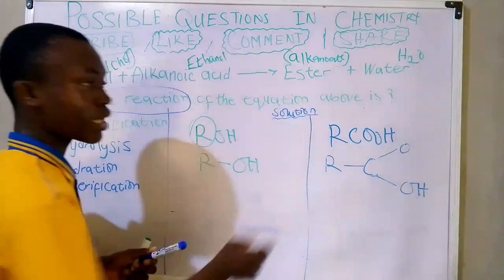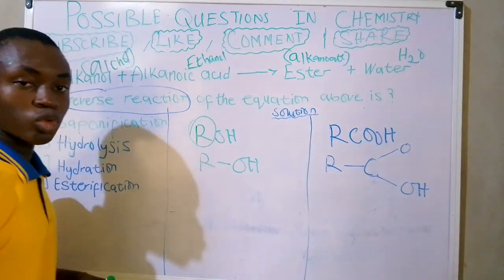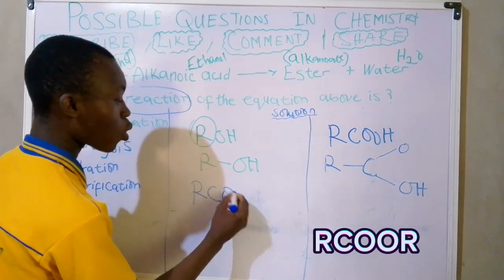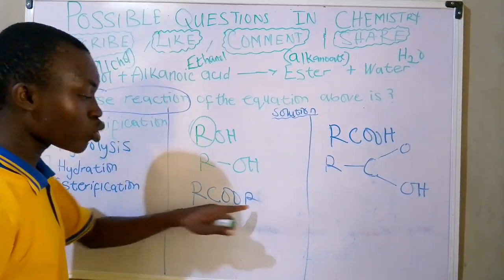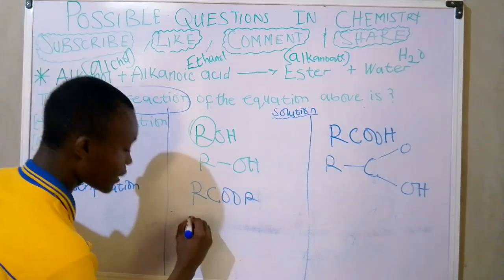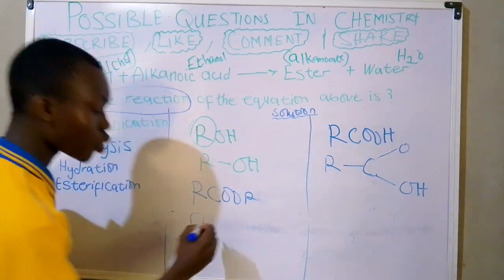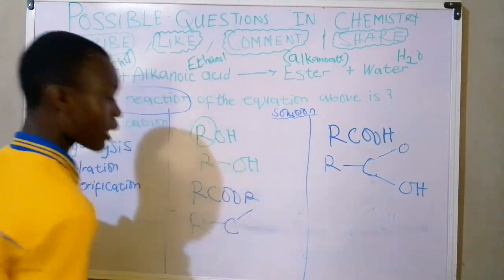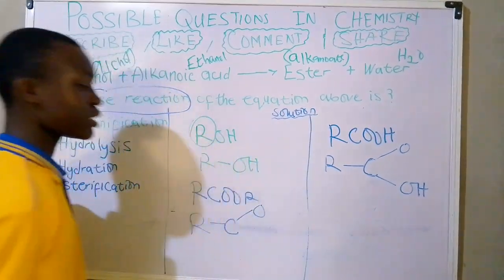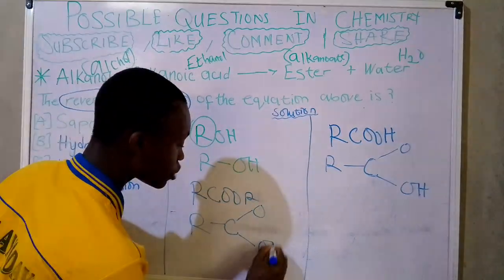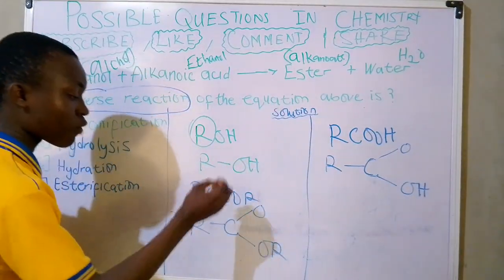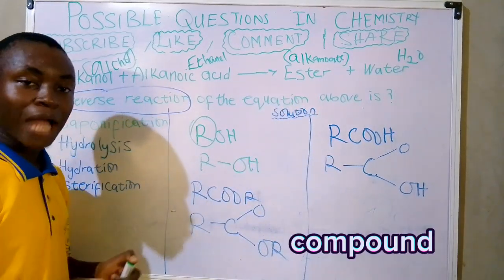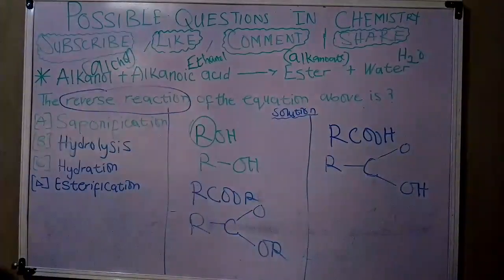Now an alkanoate, which is also known as an ester, has the functional group RCOOR. We have two alkyl groups. Now this R is bonded to a carbon atom, and the carbon atom is bonded to an oxygen atom, and this is also bonded to the other alkyl group. You can see this is simply the structural group of the compound known as an alkanoate. Now let's proceed.